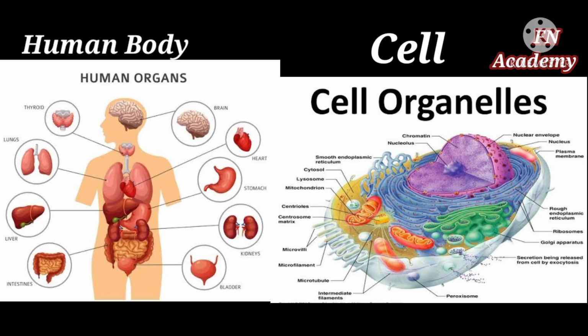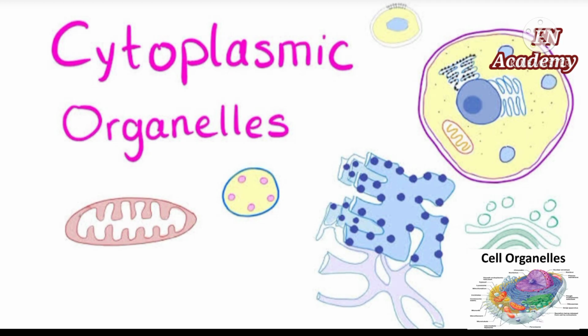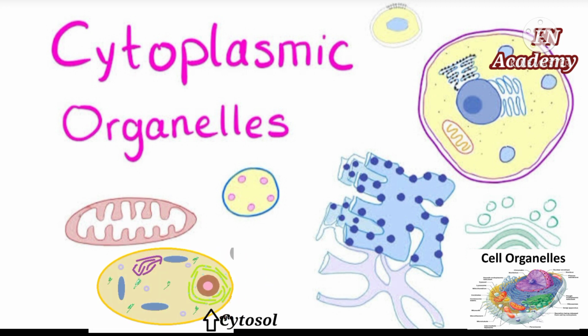Now we all know that the human body is made up of various types of organs. Similarly, a cell has different parts to perform different functions. But we won't call them organs, we call them cell organelles. These organelles are found to be free-floating structures in the cytoplasm, and the cytosol is the watery portion of the cytoplasm that all organelles float in.